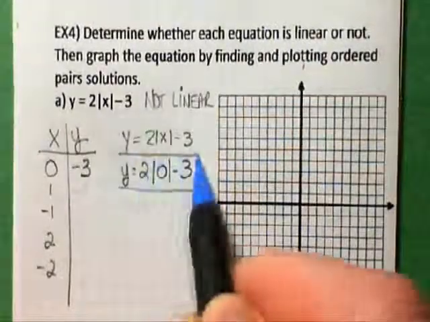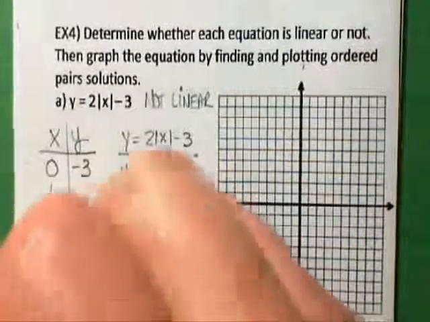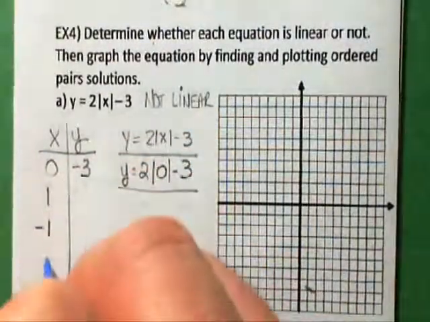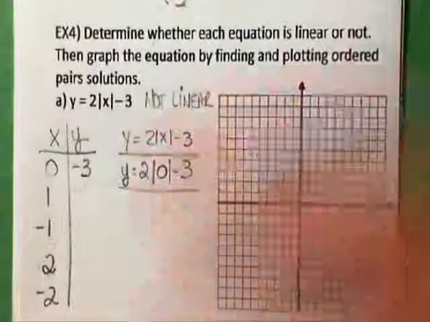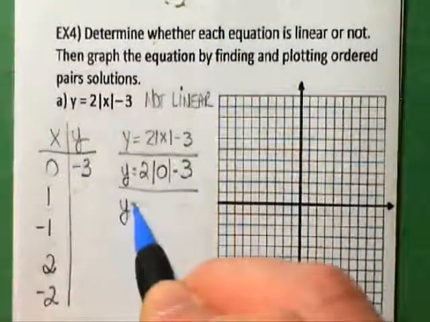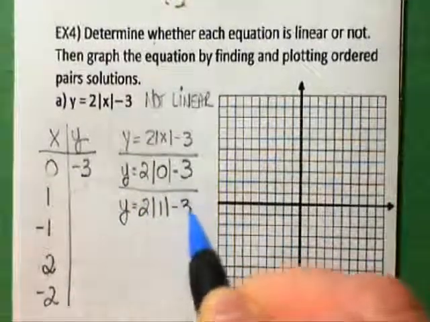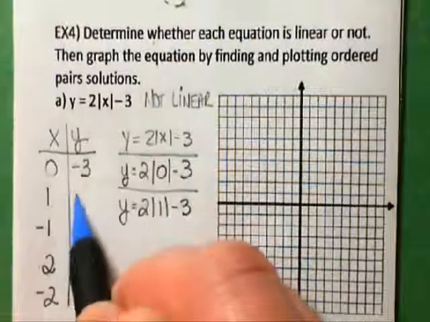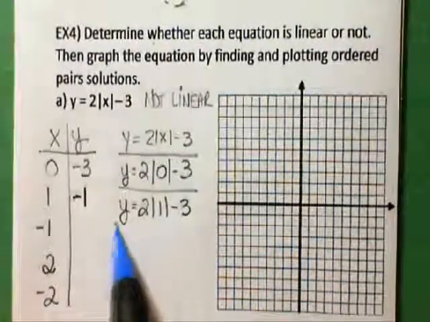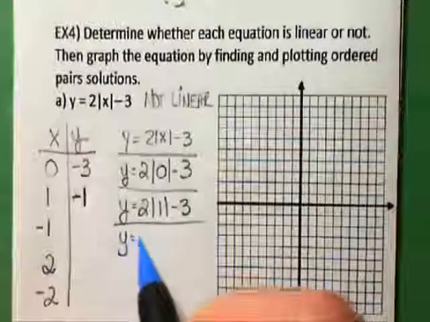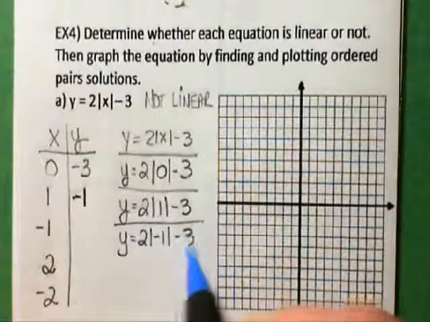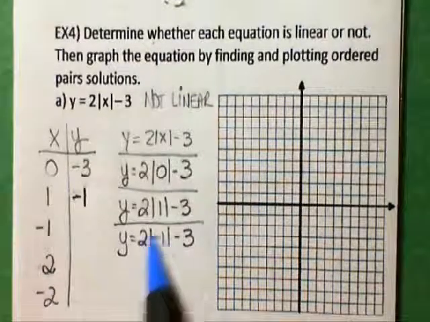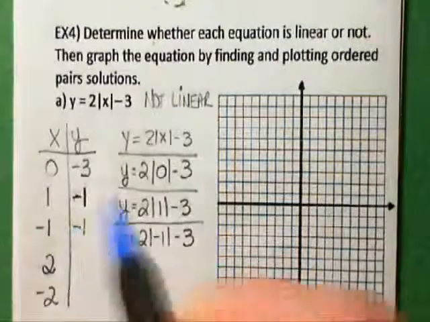Then we're going to do the same thing for x equals 1. Let me make the numbers a little bit bigger here. So here I'm going to have 1, negative 1, 2, and negative 2. Now we're going to substitute the x value with number 1. Absolute value of 1 times 2 is 2. 2 minus 3 gives you a negative 1. Let's do the next one, which is y equals 2 times the absolute value of negative 1 minus 3. Absolute value of negative 1 is positive 1 times 2 is positive 2. Positive 2 minus 3 also gives you negative 1.